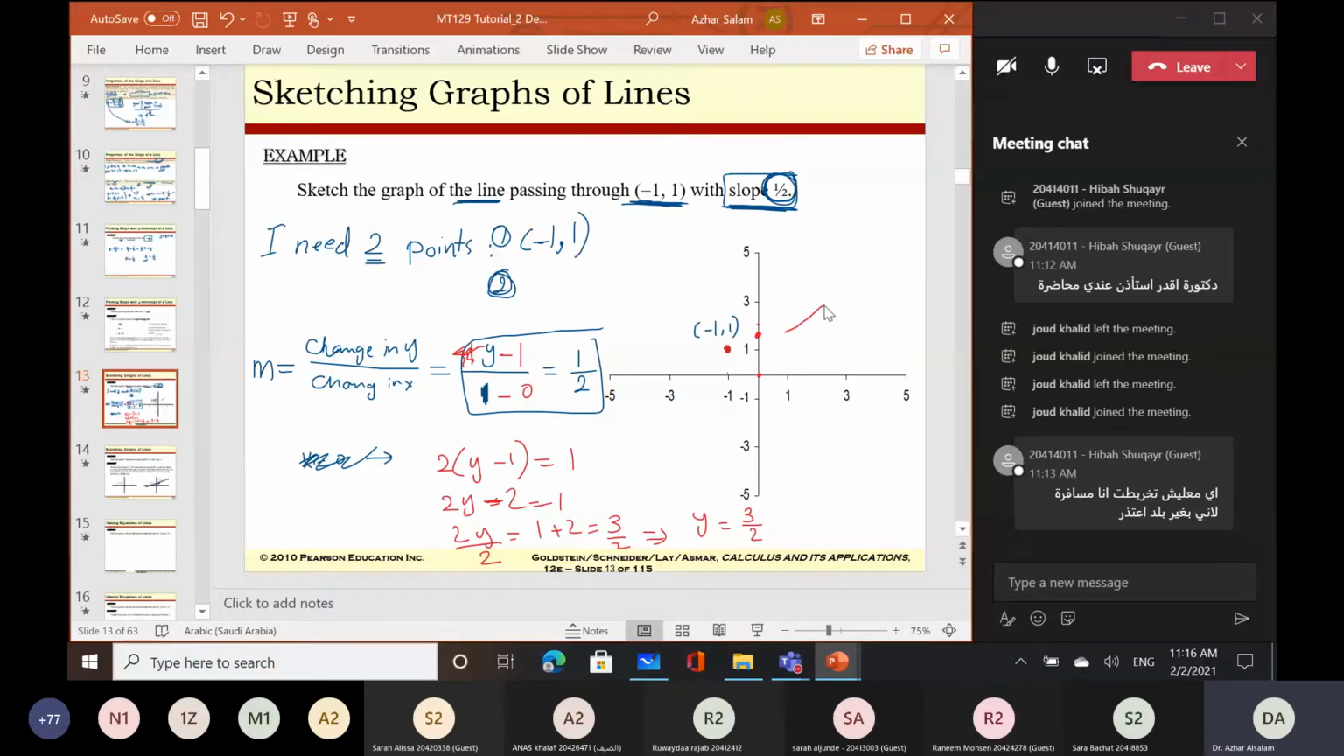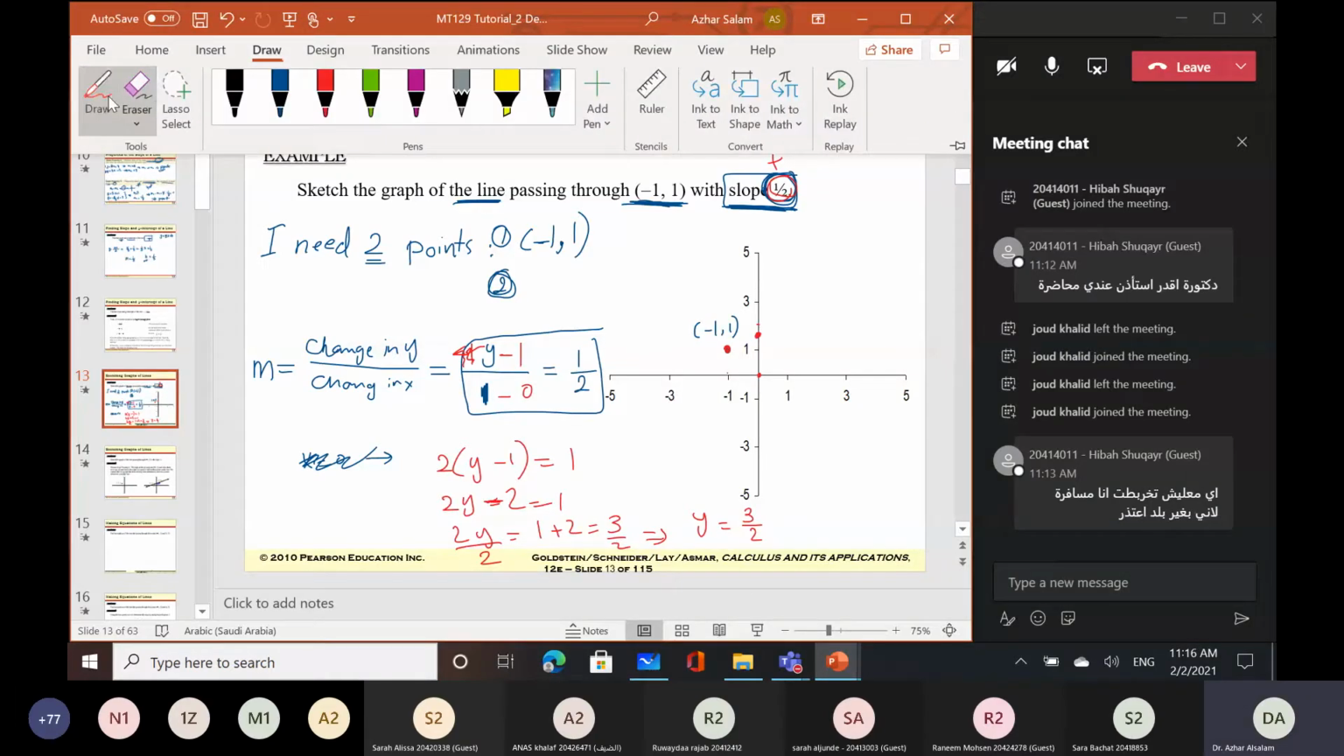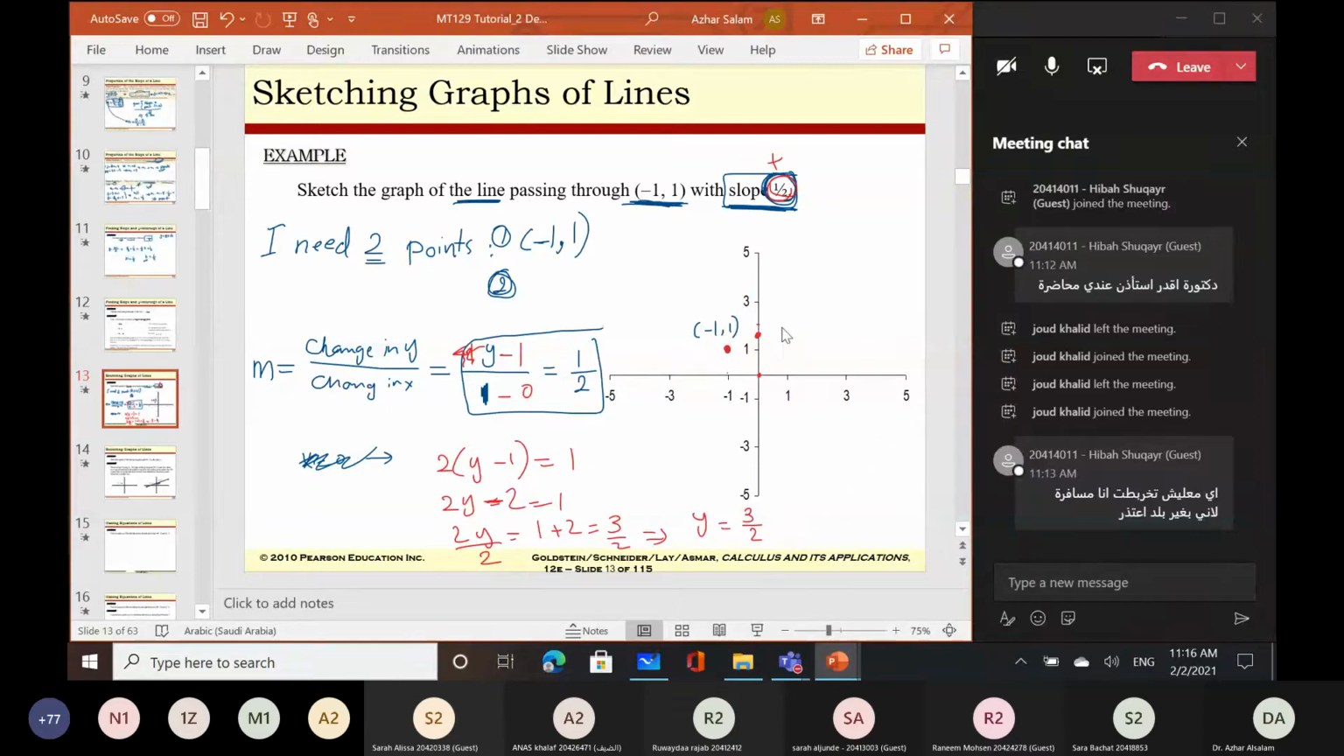ممكن تتأكدوا إذا كانت إجابتكم صح أو خطأ قدام نفس المعطيات. هنا المعطى عندي إن السلوب positive, so it should be increasing. ضروري يكون تزايدي، like that. هذا خط مستقيم. افترض إن هذا خط مستقيم. ممكن أيضا instead of all these things أقدر إني أوجد التقاطع مع المحور السيني. كيف أوجد التقاطع مع المحور السيني؟ إني أوجد معادلة الخط المستقيم وأساويها بالصفر.